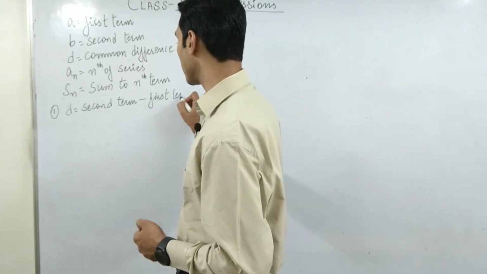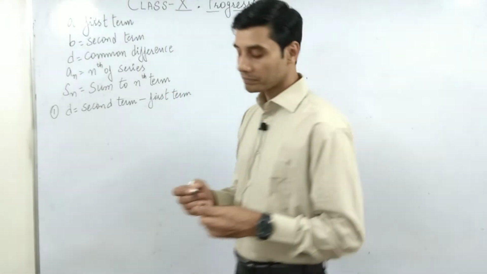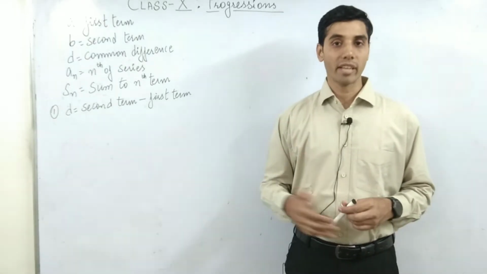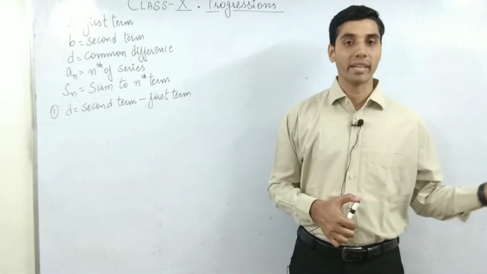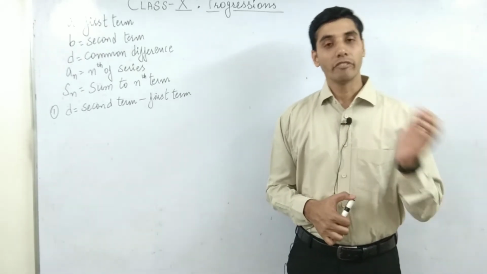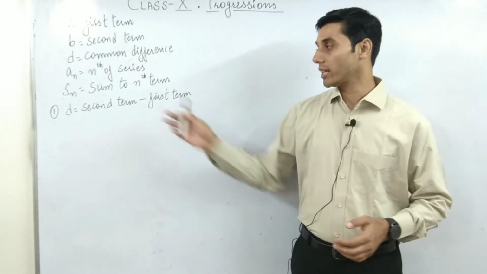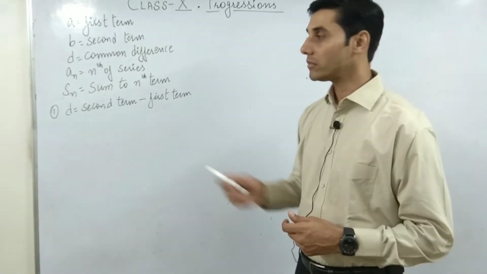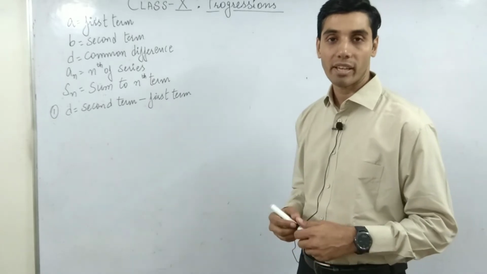कैसे क्वेश्चन आ सकते हैं इसके ऊपर में? It's simple. To check whether the series is in AP or not, you need to check the second term minus the first term. Then फिर आप third term minus second term कर देना, फिर fourth term minus third term कर देना, and that's all. You can keep on doing that. If the common difference is same, then of course the series is in AP.